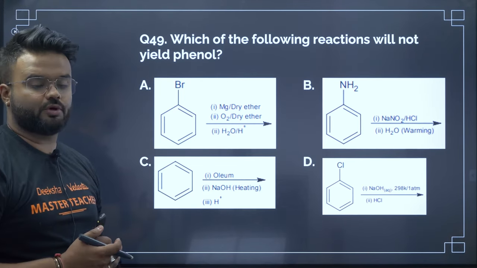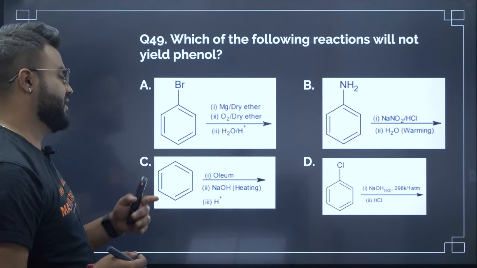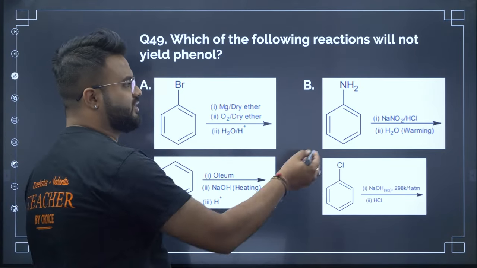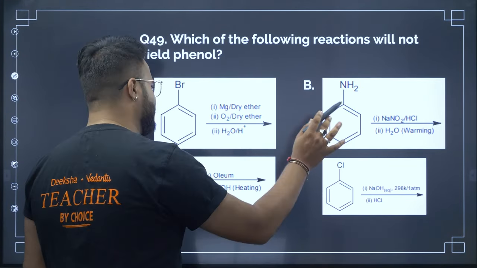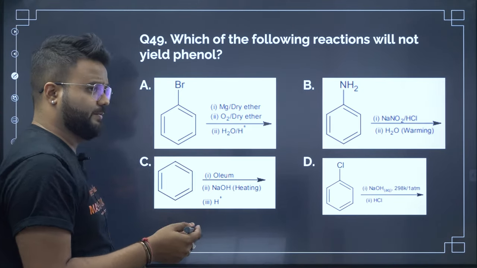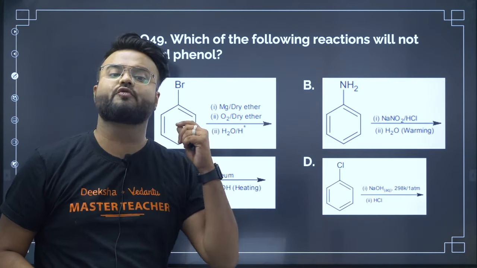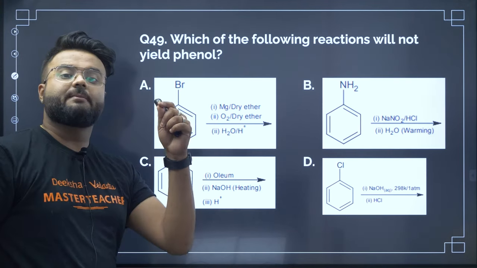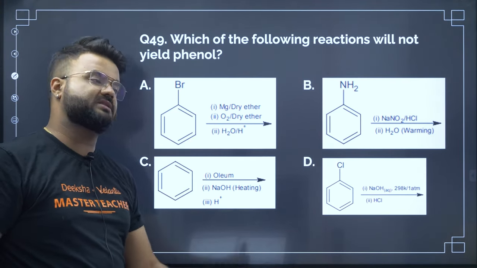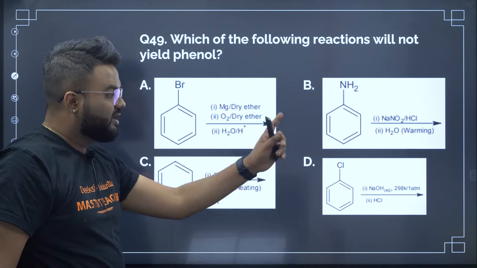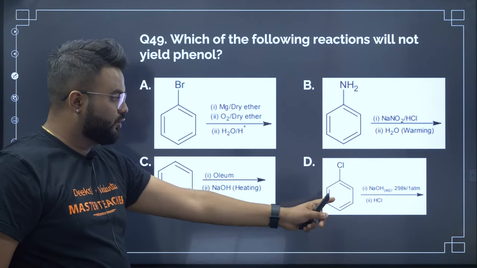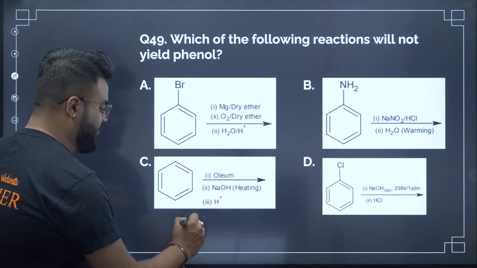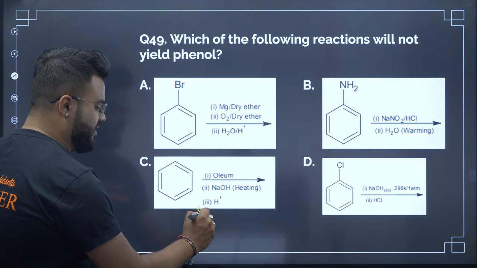Coming back to when bromobenzene reacts with magnesium in dry ether, it doesn't yield phenol. Now coming back to this, it forms benzene diazonium chloride. Benzene diazonium chloride reacts with water to form phenol. When this reacts with oleum, it forms benzene sulfonic acid. Benzene sulfonic acid on further hydrolysis will yield phenol. Coming back to when chlorobenzene reacts with NaOH, it will form phenol. Listen here, it will form phenol.